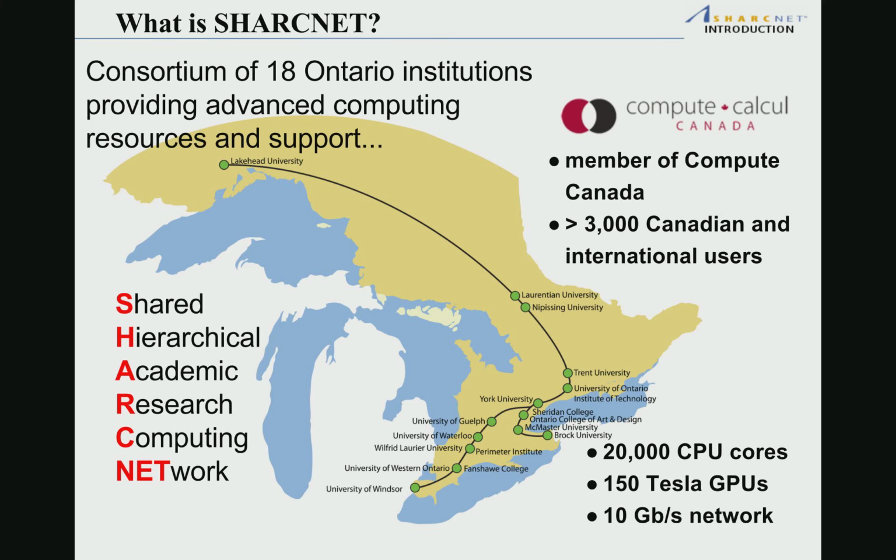SHARCNet is a consortium of 18 Ontario institutions providing advanced computing resources and support. SHARCNet stands for the Shared Hierarchical Academic Research Computing Network, member of Compute Canada, and has more than 3,000 Canadian and international users. Several thousand CPU cores are available, many GPUs, and specialized network capacity.